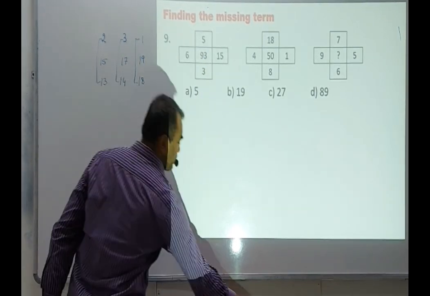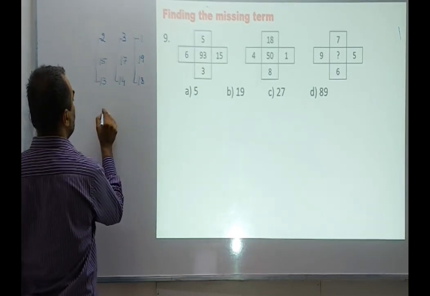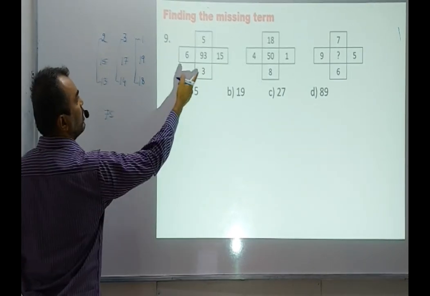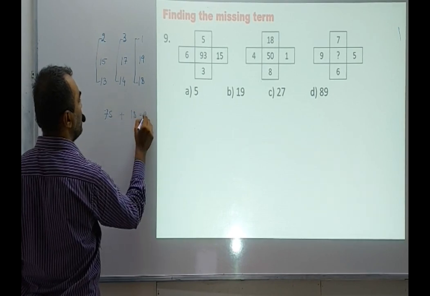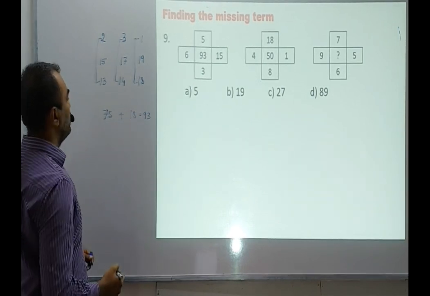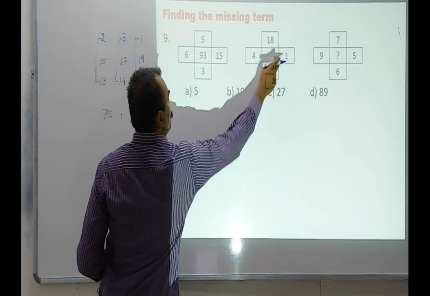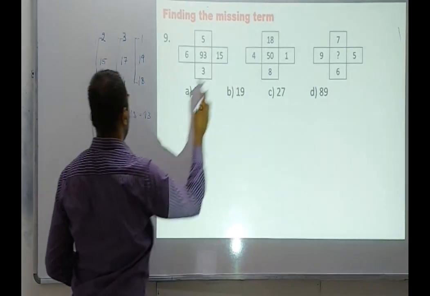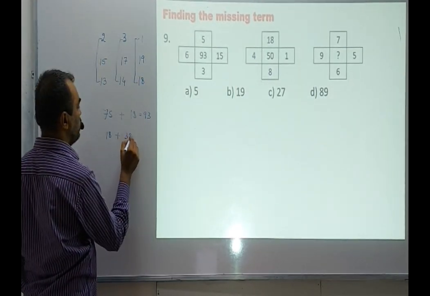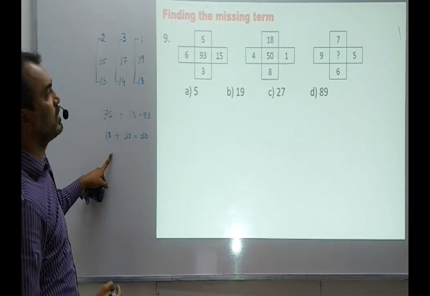15 fives are, let's see, this might work. 15 fives are 75. 6 threes are 18. 75 plus 18 is 93. It seemed to work here. And let me try the same thing here. 18 ones are 18 plus 8 fours are 32. 18 plus 32, we have a 50. So this logic is working.